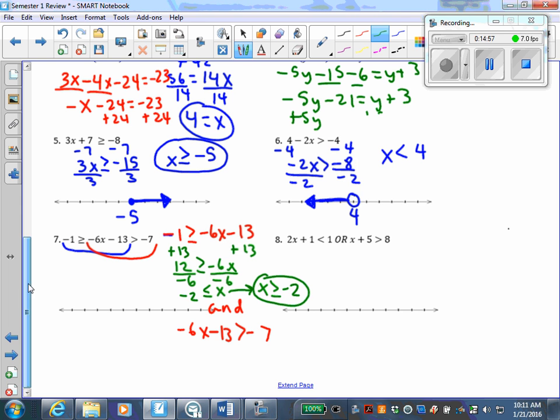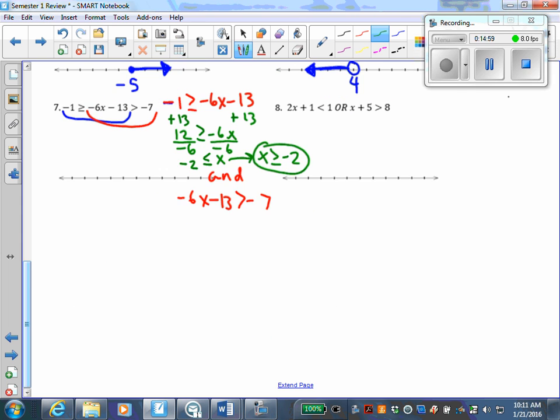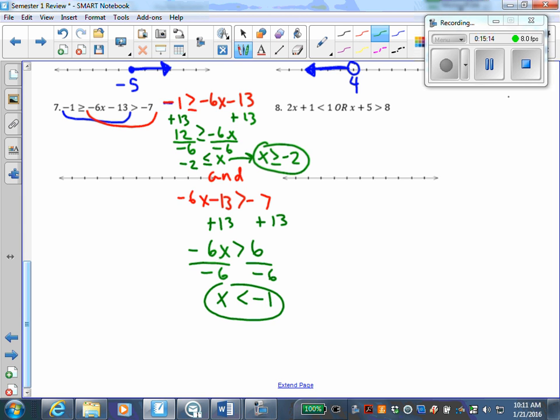second half, I'm going to add 13 on both sides. I get negative 6x is greater than 6. Divide by negative 6, which means I'm going to flip my symbol. X is less than negative 1. And the x is on the left already. I don't need to turn that one around. So my answer is x is less than negative 1 and x is greater than or equal to negative 2.